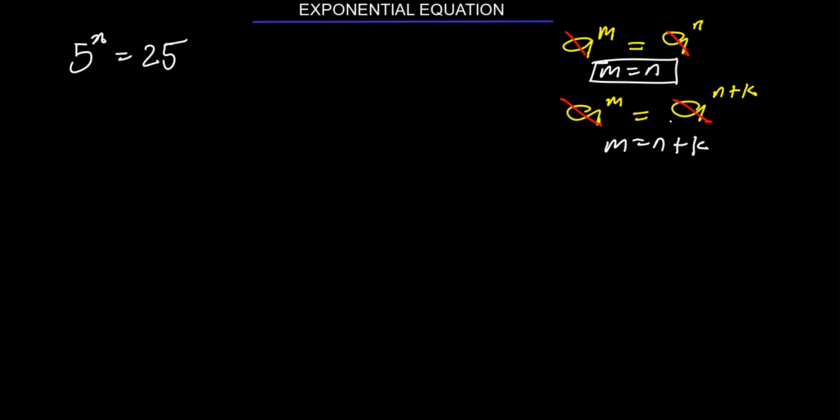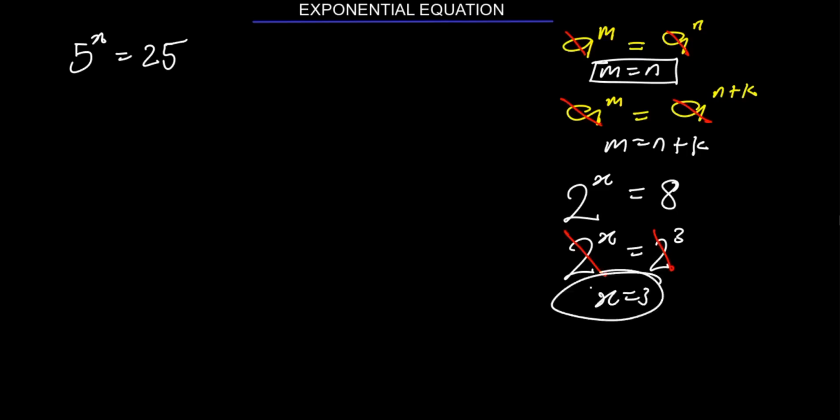Take for example, if I have 2 to the power of x equal to 8. Another way to express 8, to make the base 2, is 2 to the power of 3, because 2 times 2 times 2 gives 8. Then, since I have a common base, I will cancel it out. Then x will be equal to 3.